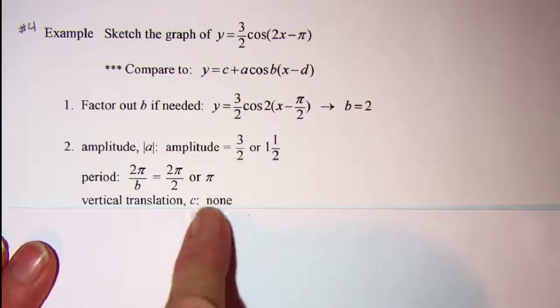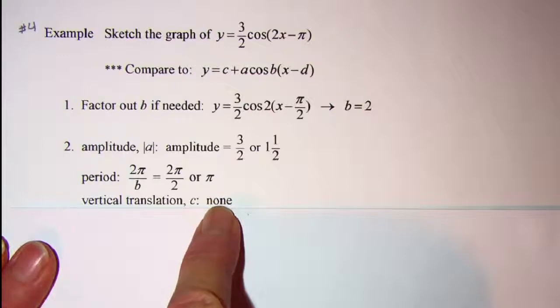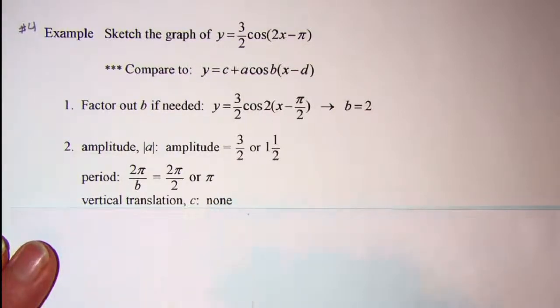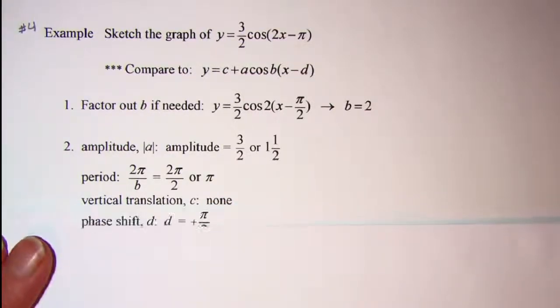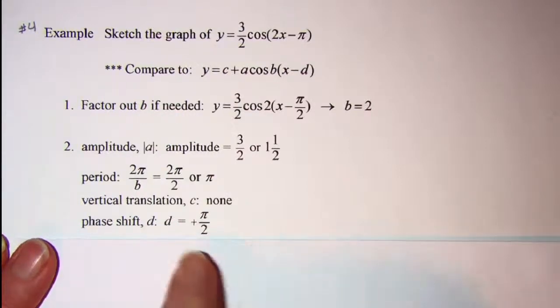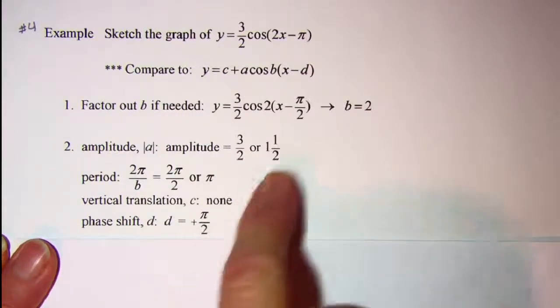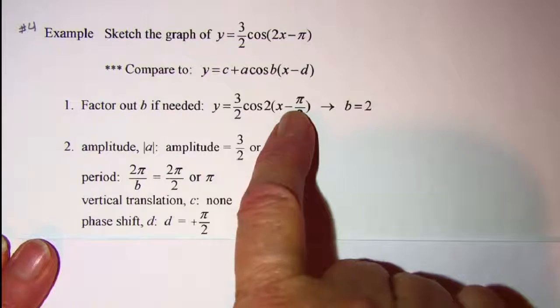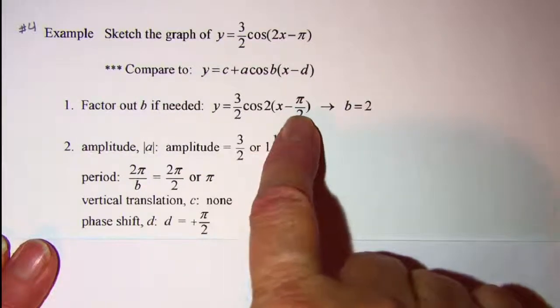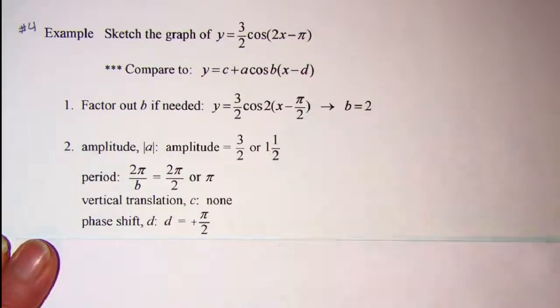Our c value was 0, so we don't have any movement up or down, no vertical translation. And our phase shift we have to find, once we factor out our b value, we find that our phase shift is a positive pi over 2.